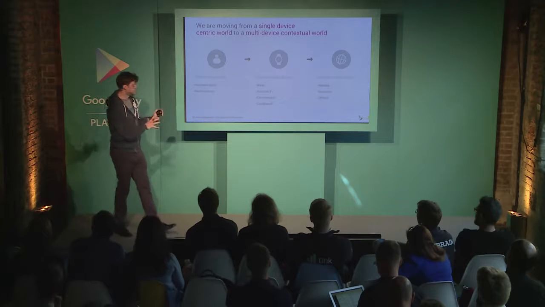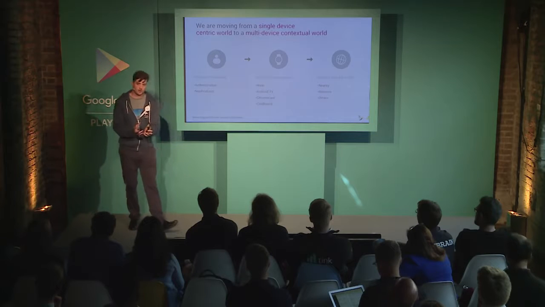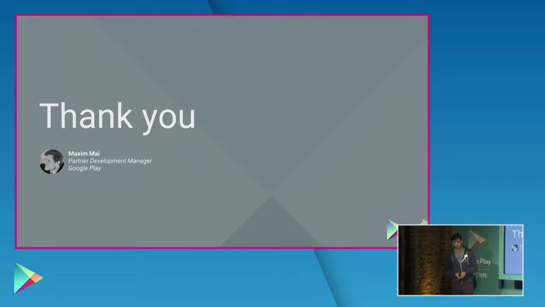We have the tailored interactions for the platforms that are really well established now and are core to your business. Then we have the emerging platforms like Wear and Smart TVs and Chromecast and Cardboard that are also important to think about to really make sure you're reaching your users where it matters. And then going beyond that, the connected world, the beacons, and the Internet of Things, where it's really important to start thinking about how you're going to reach your users there and how to make sure they come back into your app.